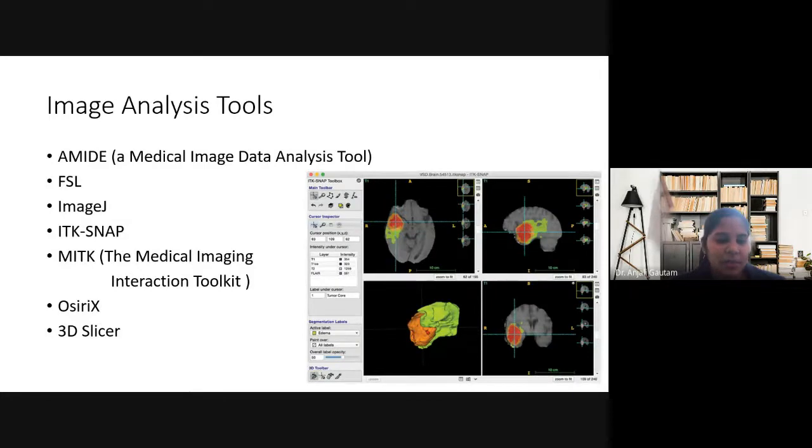These are some of the tools which you can use. The best tools are ITK-SNAP and 3D Slicer. These are the best tools with which you can find the ground truth information, means you can perform the annotation.